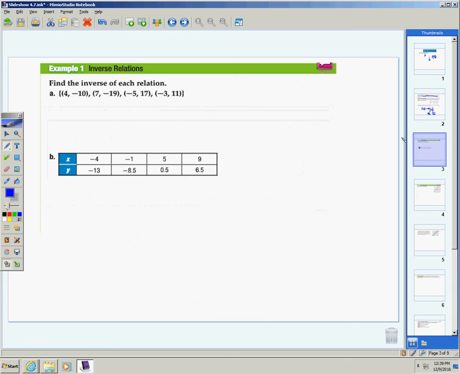So here in example 1, if I want to find the inverse of this relation, what I do is take 4, negative 10, and rewrite it as negative 10 comma 4. I rewrite 7, negative 19 as negative 19, 7. Negative 5, 17 becomes 17, negative 5. Negative 3, 11 becomes 11, negative 3. I just rewrite it, flipping all the x values with all the y values.